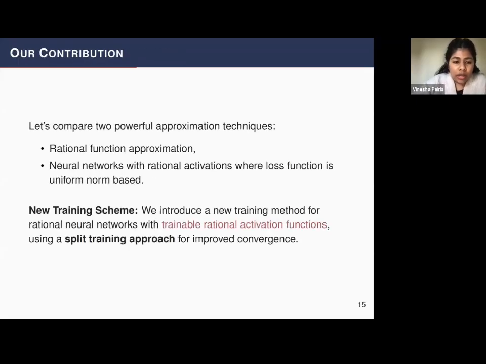Okay, so again, we are trying to compare rational function approximation and neural networks. Because for the rational approximation we are dealing with the uniform approximation norm, we decided to use a uniform norm-based loss function for the neural networks, just for the purpose of comparison. And while we are doing this, we are going to introduce a new training scheme for the rational neural networks, which is called the split training approach. I will talk about it in a minute.